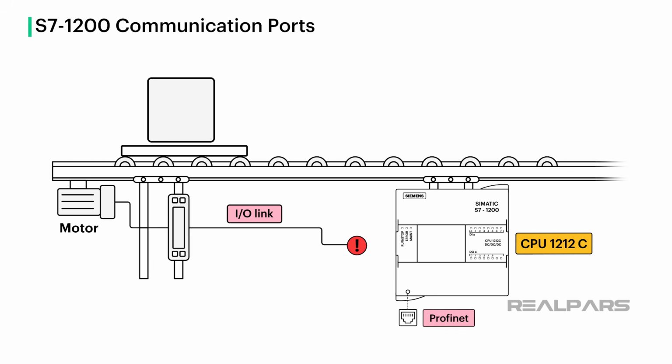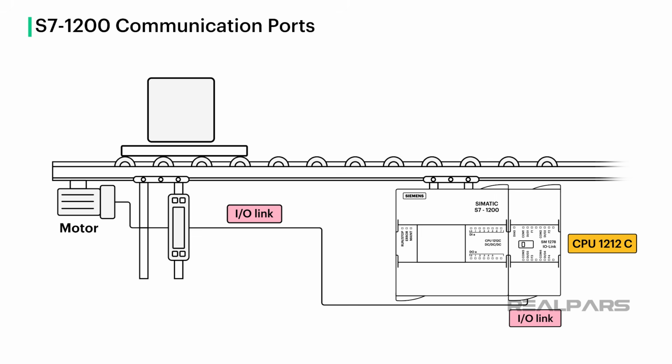For example, imagine you're working on a project at a factory where you need to control a machine that uses a different port called IO-Link. Unfortunately, your S7-1200 PLC only has the Profinet port, which doesn't work with IO-Link. To fix this problem, you can add a communication module to your S7-1200 PLC. This module helps the PLC communicate with the machine using the IO-Link port, even though it doesn't have that port built in. This makes it easier to control the machine without needing extra hardware or complicated programming.